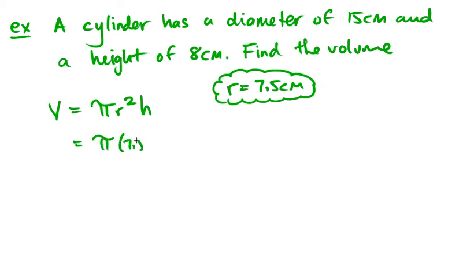It's going to be 7.5 squared times my height of 8, and I am just going to do this all in the calculator at once. Multiply pi times 7.5 times 7.5 times 8, and I will get 1,413.72 cubic centimeters.